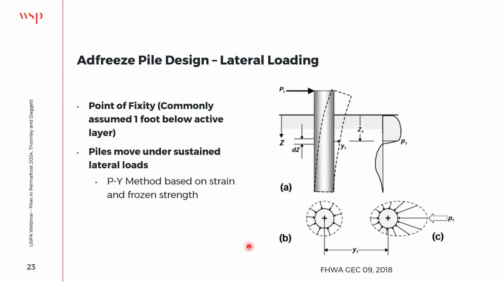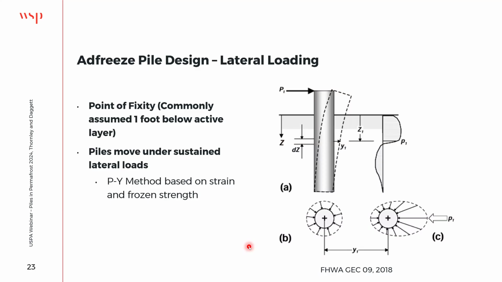So when you move from axial loading, the next thing we want to start talking about is lateral loading. The easiest approach would be to go with a point of fixity, which can be assumed to be about 1 foot below the active layer for a lot of typical situations, assuming you have no talik formed. Assuming you have no talik formed, yes.